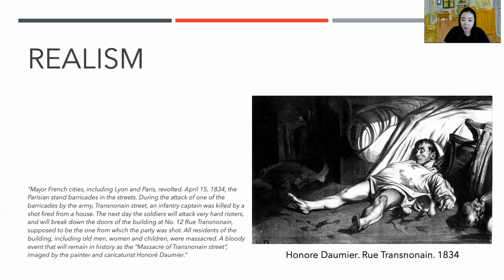April 15, 1834. The Parisians stood at barricades in the streets. During the attack on one of the barricades by the army, on Rue Transnonain, an infantry captain was killed by a shot fired from a house. The next day, the soldiers attacked the rioters very hard and broke down the doors of the building at number 12 Rue Transnonain, supposed to be the one from which the shot was fired.